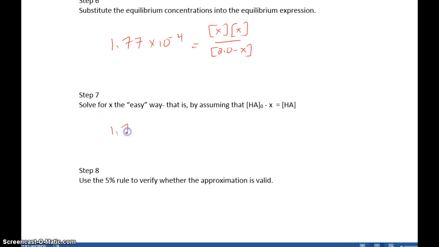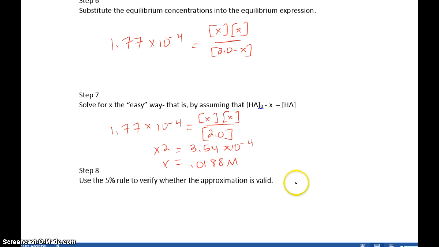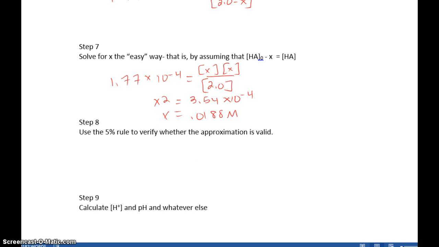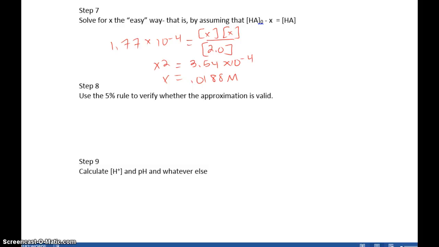So we'll do this: 1.77 times 10 to the minus 4th is equal to x squared over 2.0. We end up with x squared is equal to 3.54 times 10 to the minus 4th, and x is equal to 0.0188 molar. So don't forget to take the square root once you multiply by that 2.0. If we're going to use that easy way, we have to do that 5% rule. So we're going to take 0.05 times my initial concentration, which is the 2.0 molar, and we end up with 0.10 molar. 0.10 molar is greater than the 0.0188 molar, so we can write 5% rule checks out.